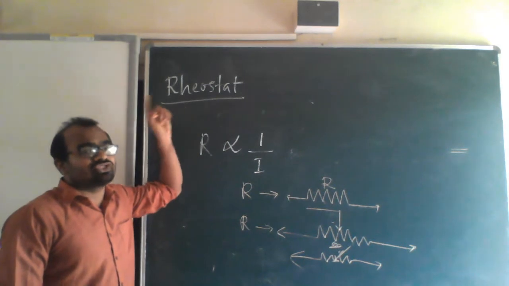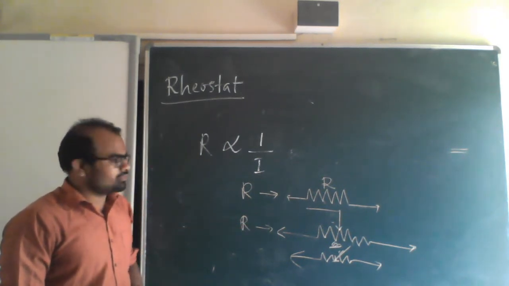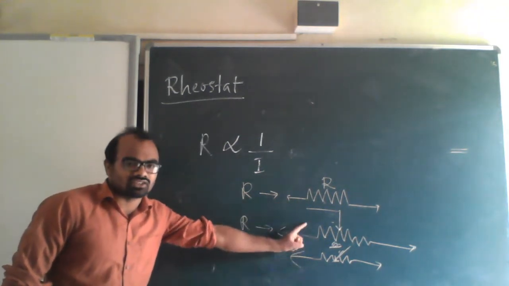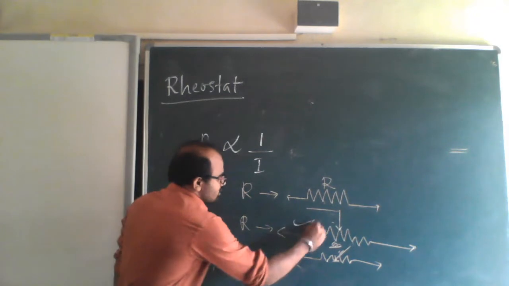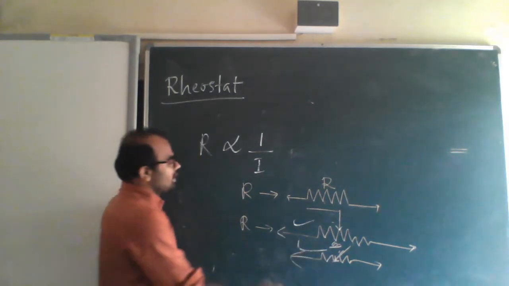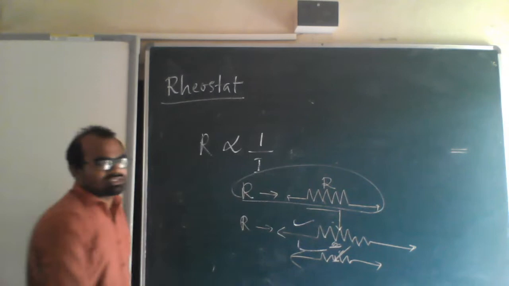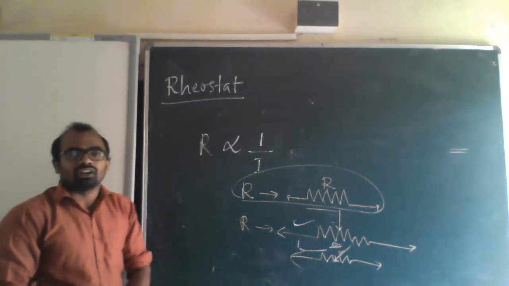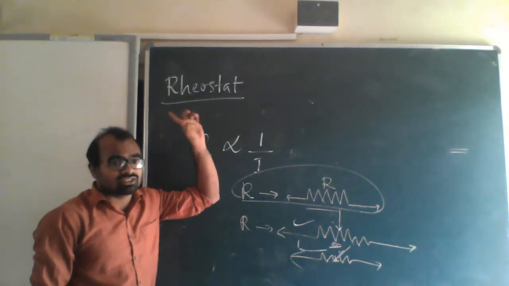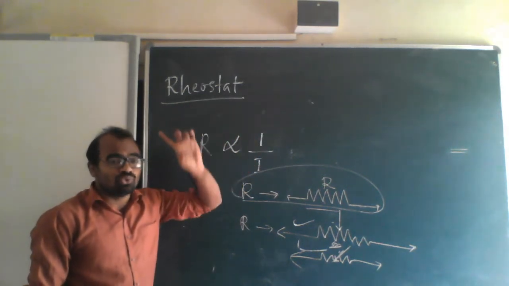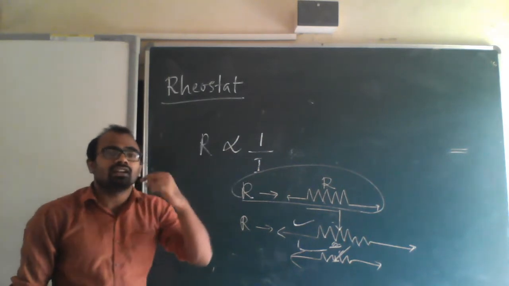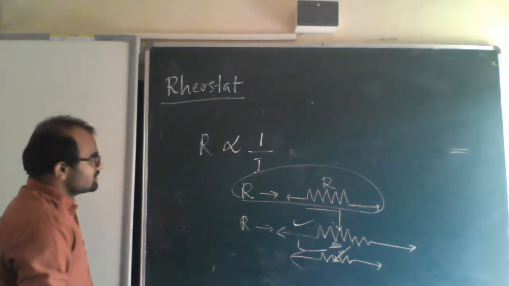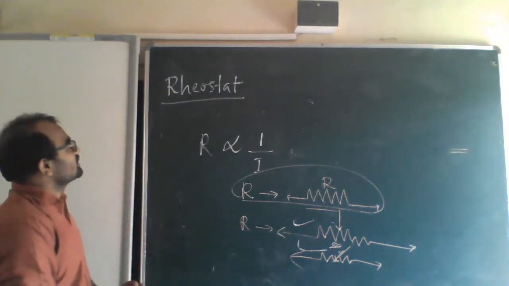This rheostat changes the resistance, so it can be varied. These two are the symbols of variable resistance, but this is the symbol of constant resistance. So this is regarding resistance. Rheostat is important. This is the instrument used to vary the resistance in the circuit. You understood what resistance is and which instrument is used.